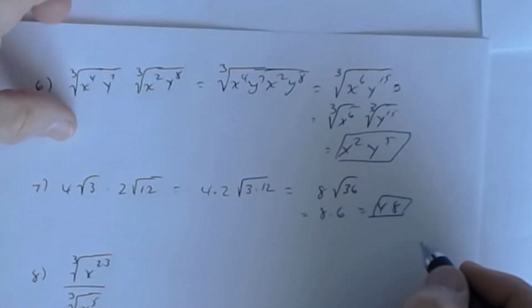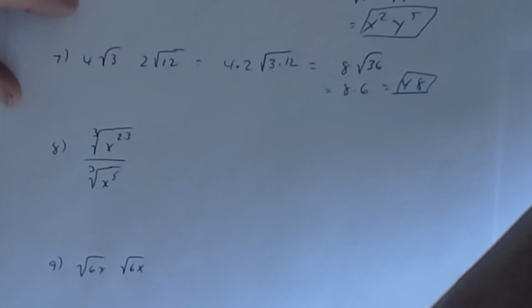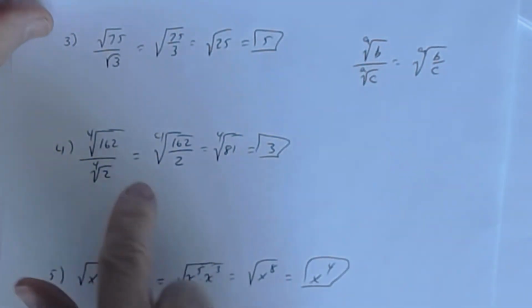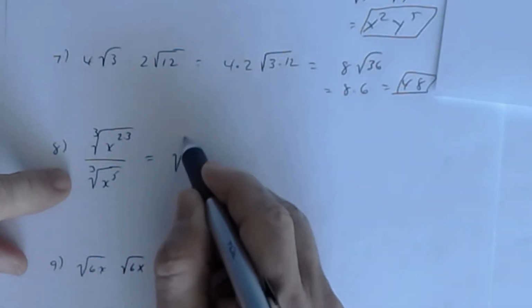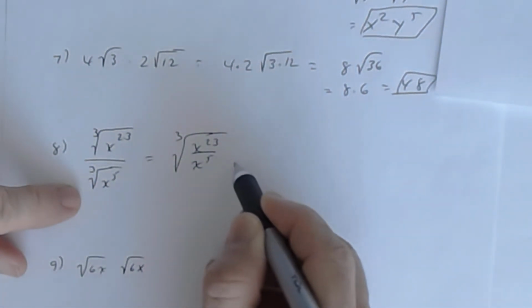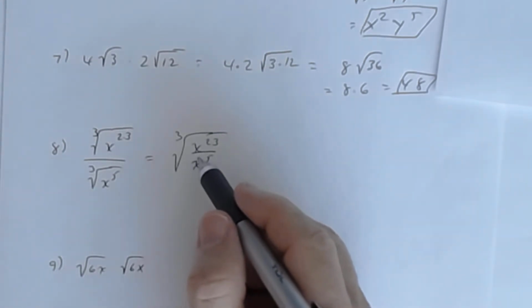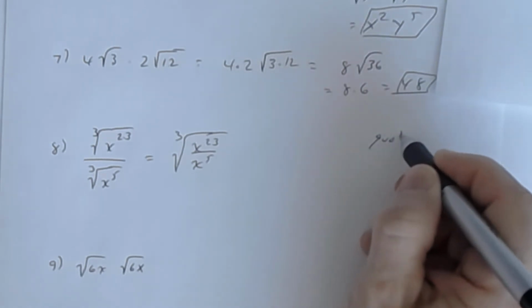So that's number 7. Number 8, we're going to do the same way we did number 4. So if you go back to number 4, where we used the quotient rule for radicals. So we do the same thing. So I'm going to rewrite this as the cube root of x to the 23rd divided by x to the 5th. Now remember, one of your properties, the quotient rule for exponents.